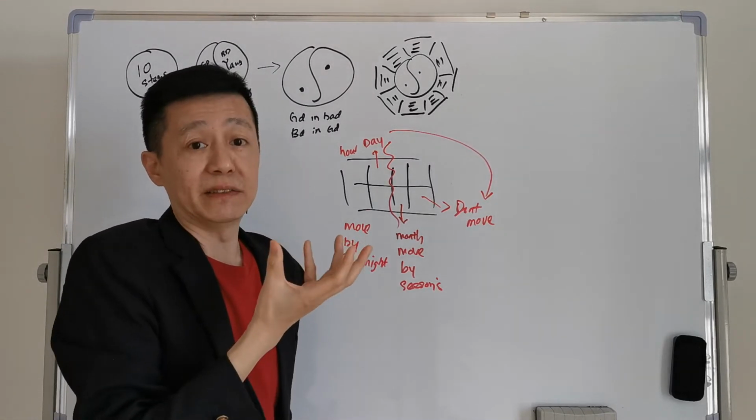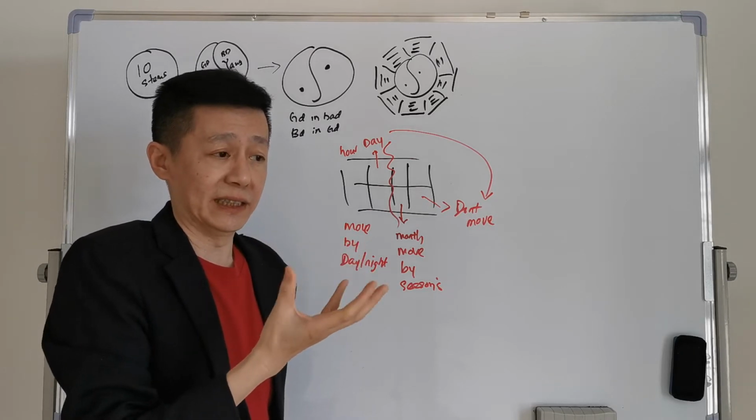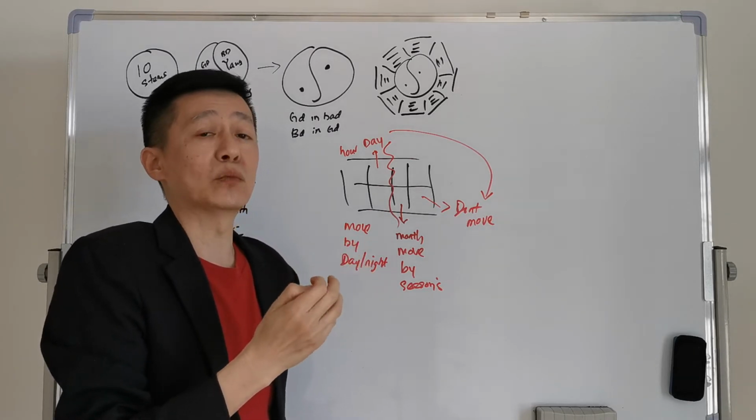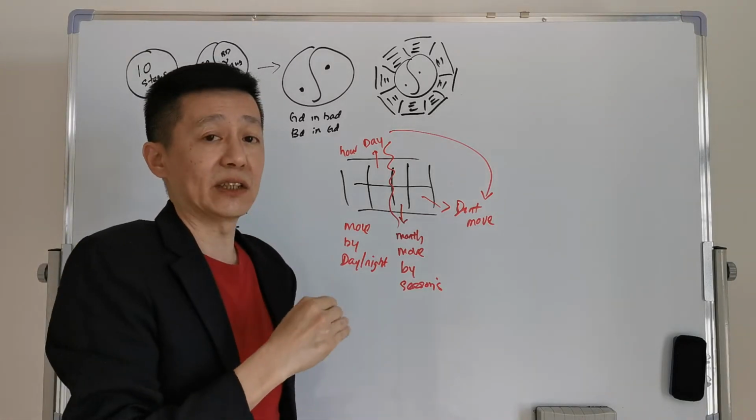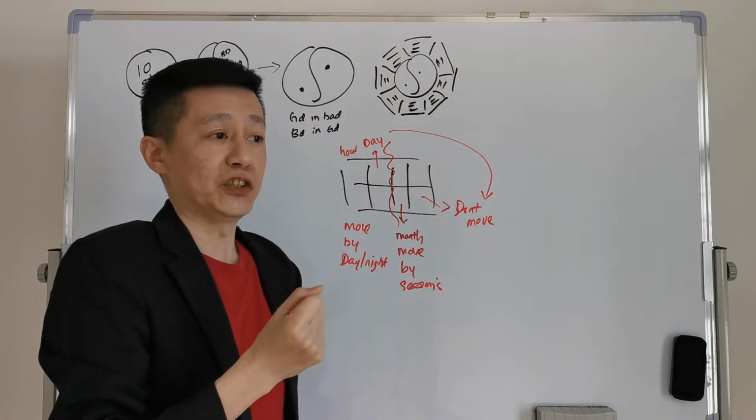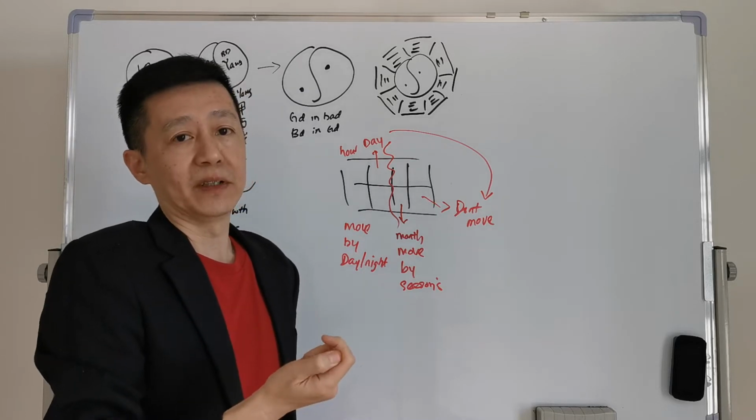The earth itself already starts with a date. That's why, as long as you have a date, things start to evolve, right? Changes start to happen.